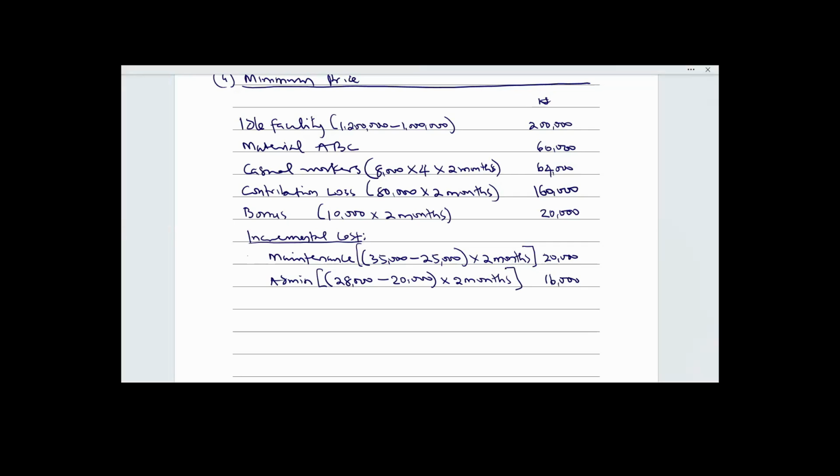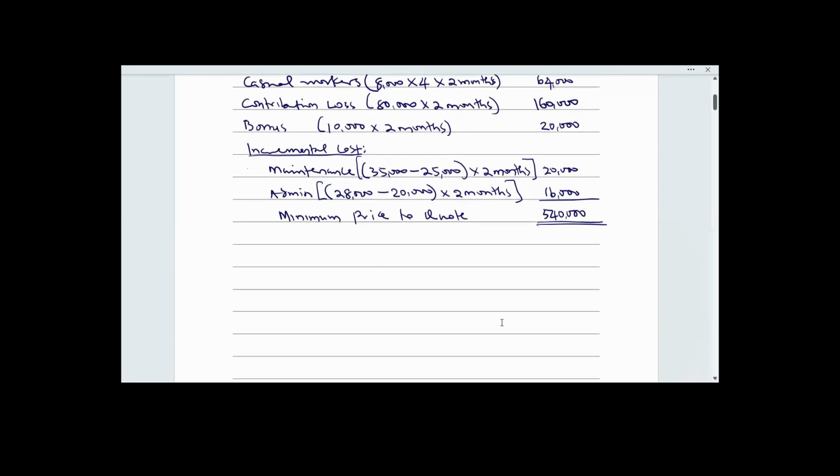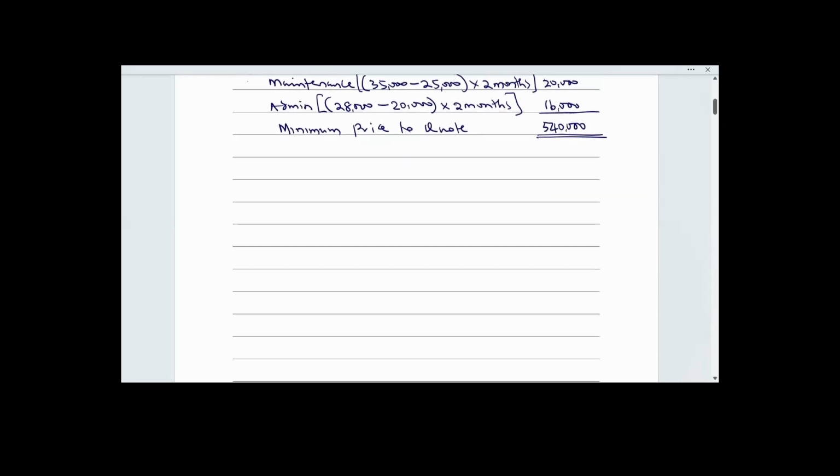So add up everything. What do you get? What's the total? 540,000. This represents the minimum price to quote for the special order. So at this point, you need to state all your assumptions. You need to state your assumptions. So let me see. Let me show you.